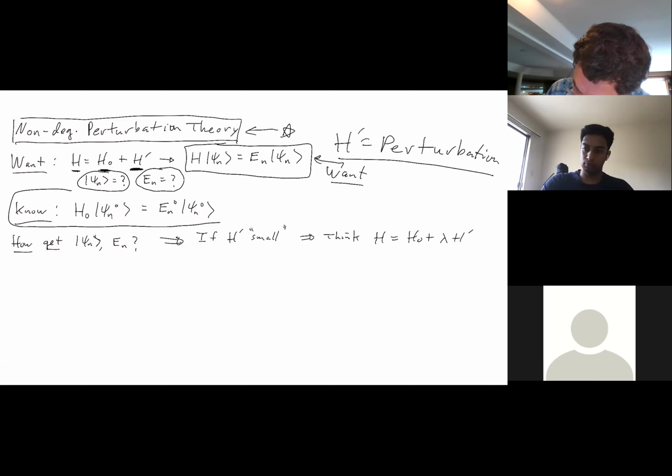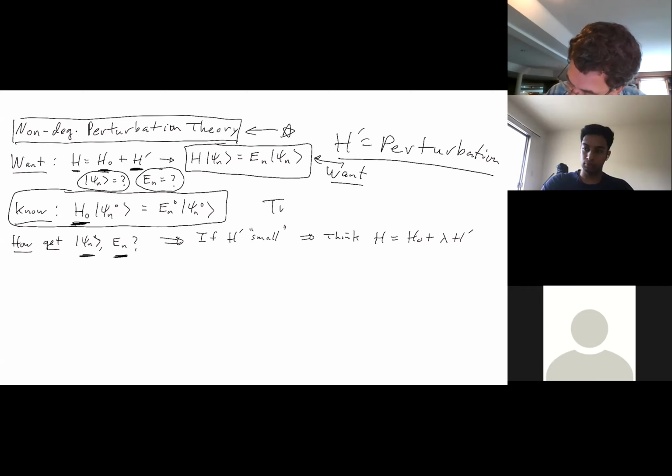We're not totally ignorant. We have an unperturbed Hamiltonian, H naught, and we know how to solve that. And we know how to solve that because we solved it last semester. You solved it in your quantum mechanics class. It's either the square well or the harmonic oscillator or the hydrogen atom. It's some state you know. And so the question is, how do we get the things we don't know from the thing we do know?